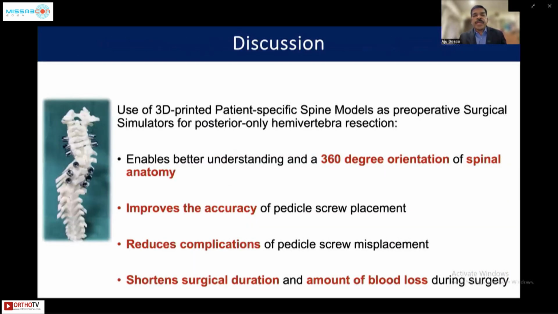Use of 3D printed patient-specific spine models as preoperative surgical simulators for posterior only hemivertebral resection and for spine deformity correction surgeries enable better understanding and a 360-degree orientation of the spinal anatomy. It improves the accuracy of pedicle screw placement, reduces complications of pedicle screw misplacement, and shortens surgical duration and amount of blood loss during surgery.